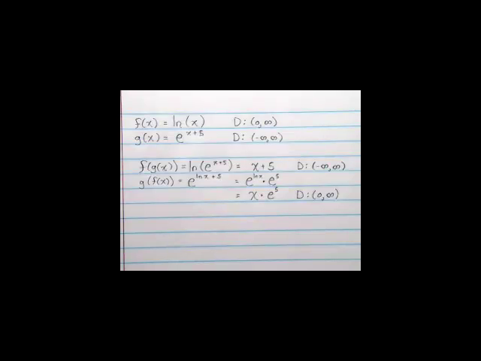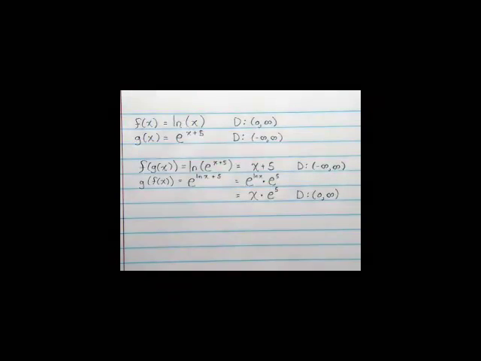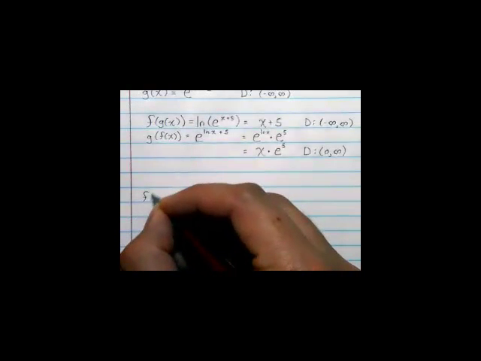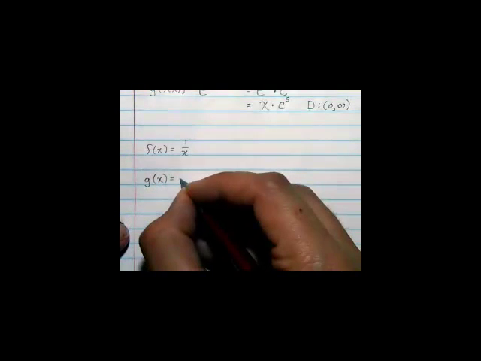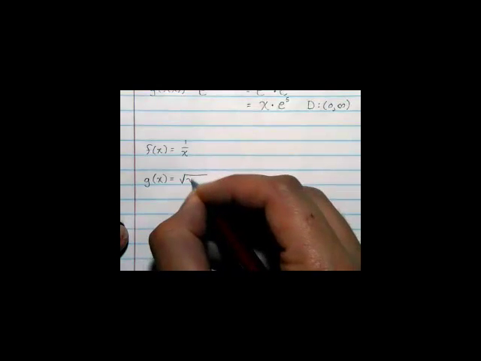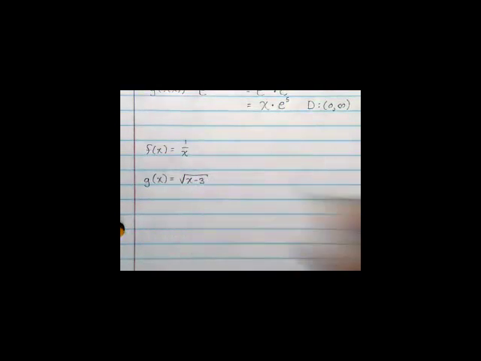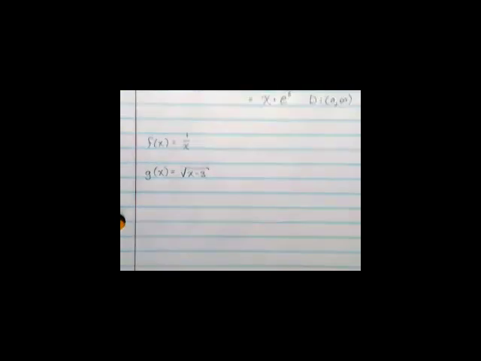Okay, let's do one more of these together, just so we can solidify it a little bit, and then I'm going to be done. We'll do the reciprocal function this time. f of x equals 1 over x. And then g of x equals maybe the square root of x minus 3, let's say. Those are the two we'll work with.